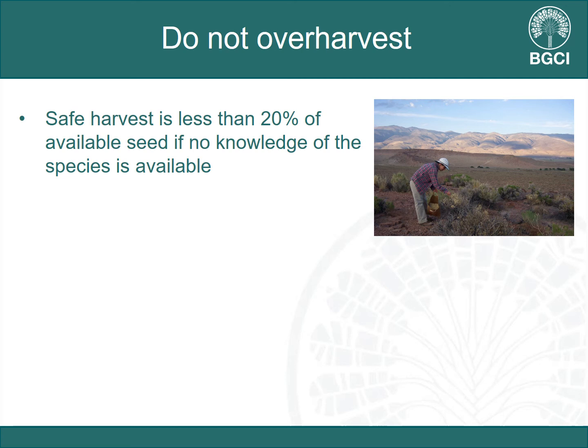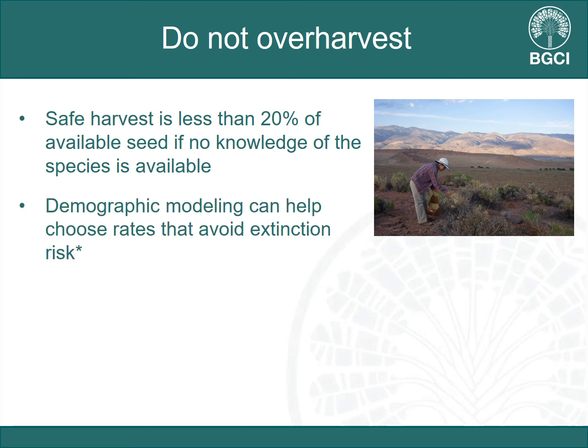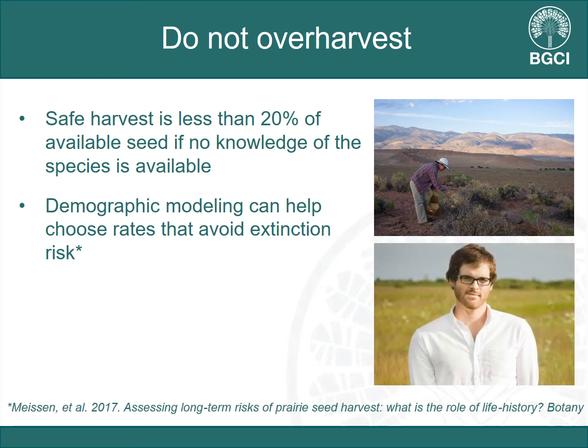If you know much about the species life cycle, you can use demographic modeling to determine a safe harvest percentage. It might range from being able only to take a few seeds to being able to take most of the seed. But again, on average, 20% is a good maximum amount of seed you can take. You can see Justin Meesen's publication from 2017 about how to use stage-based demographic models to determine safe harvest levels.